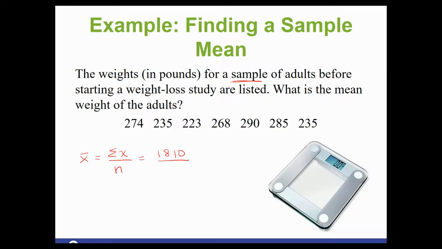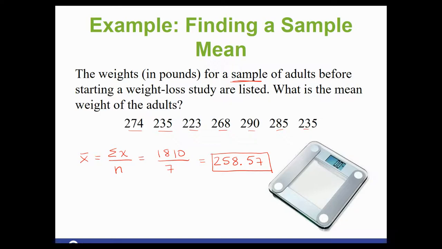My sample size is how many were there. So 1, 2, 3, 4, 5, 6, 7. I had 7 numbers, so that's my sample size. And then when I divide those, I get 258.57. That would be our sample mean.